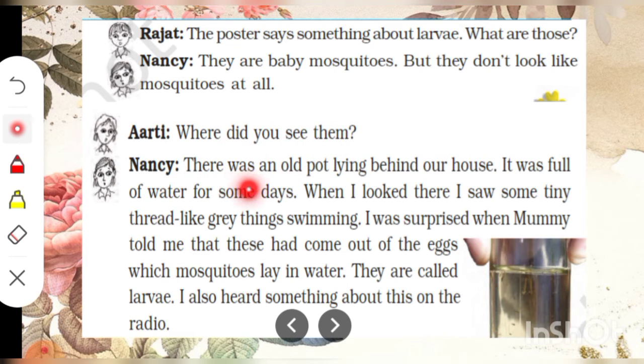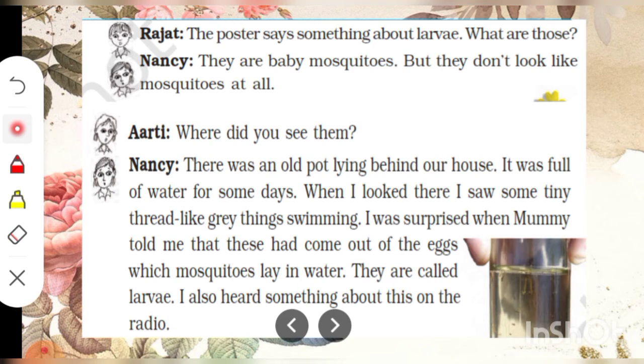Nancy, there was an old boat lying behind my house. It was full of water for some days. When I looked there, I saw some tiny thread-like grey things swimming. I was surprised when Mama told me that these had come out of the eggs which mosquitoes lay in water. They are called larvae. I also heard something about this on the radio.